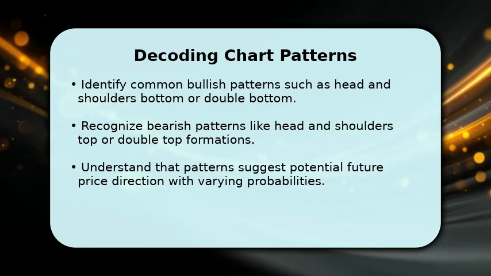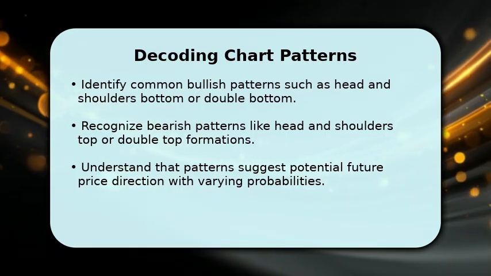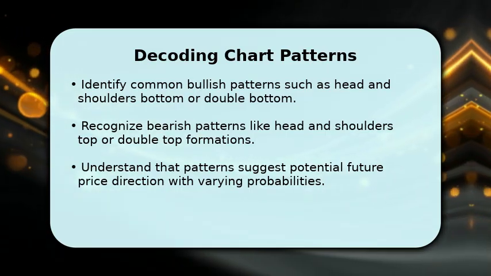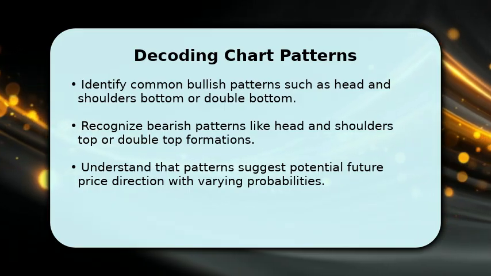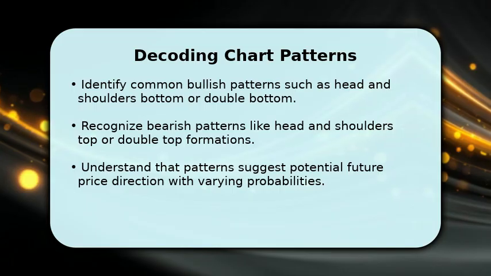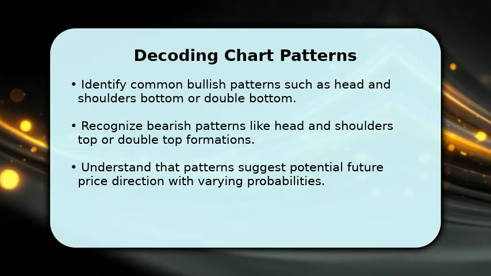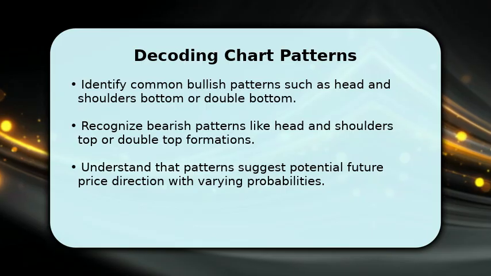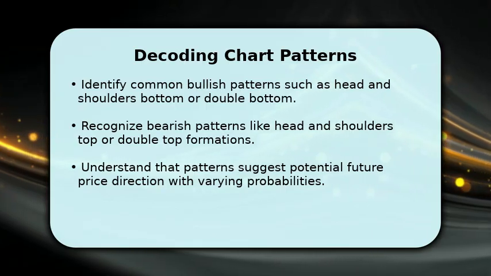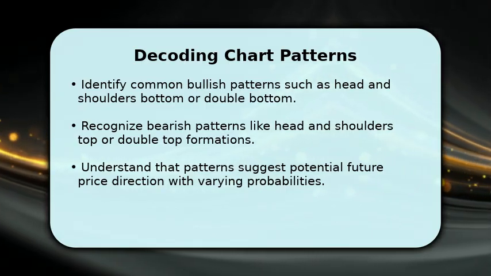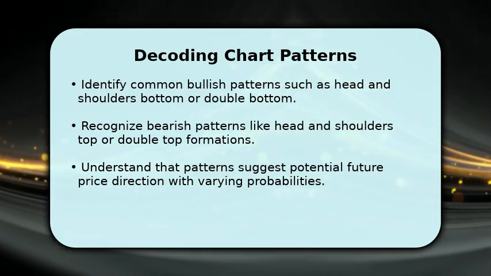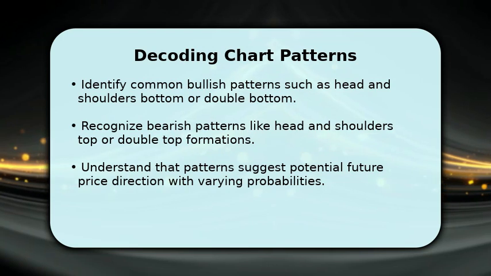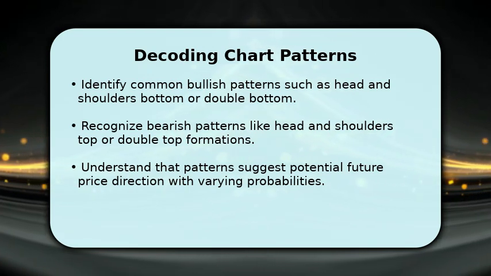These are specific formations that often appear on graphs, suggesting potential future price movements. For instance, a head and shoulders bottom can signal a bullish reversal, while a double top might indicate a bearish turn. Recognizing these patterns, like a cup and handle or a flag formation, can give you an edge. Remember, these patterns offer probabilities, not certainties, but they are powerful tools for anticipating market shifts and making strategic decisions.